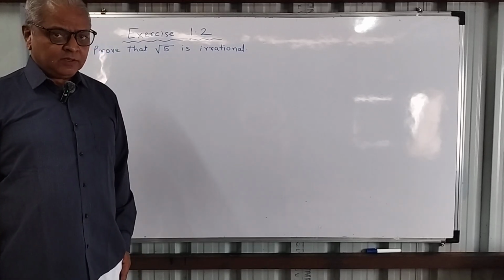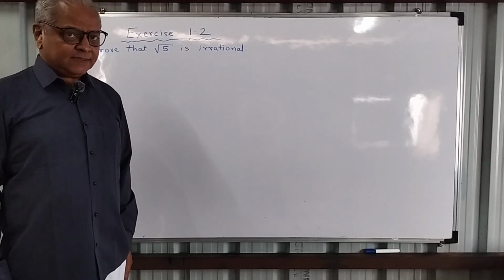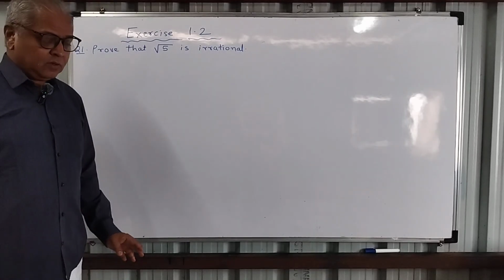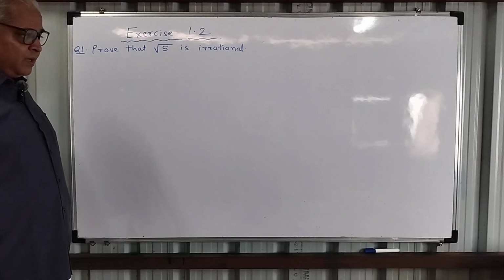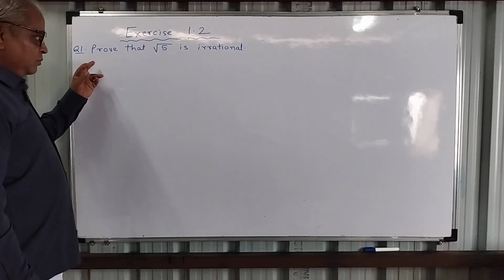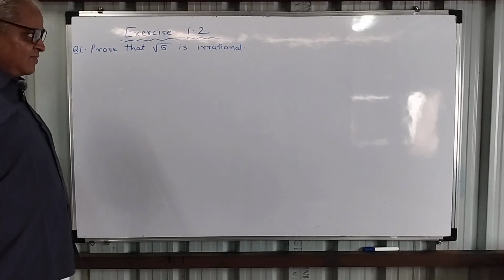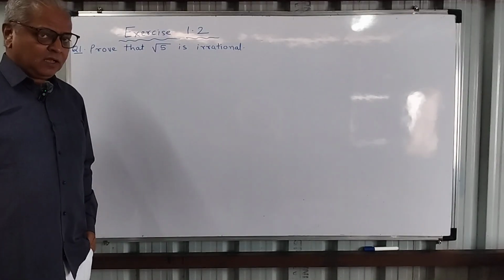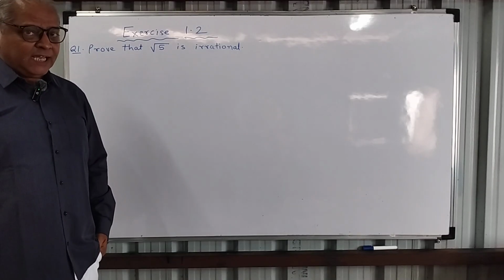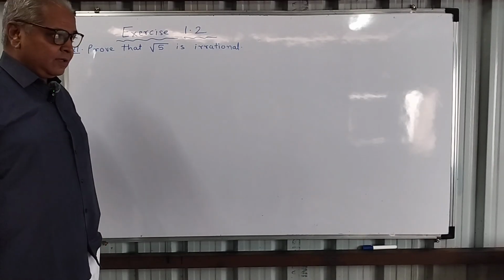Students, today we will start exercise 1.2. In this exercise, we are going to prove irrational numbers. Question number 1, prove that root 5 is irrational. From today, we will mix language, English as well as Marathi to some extent.